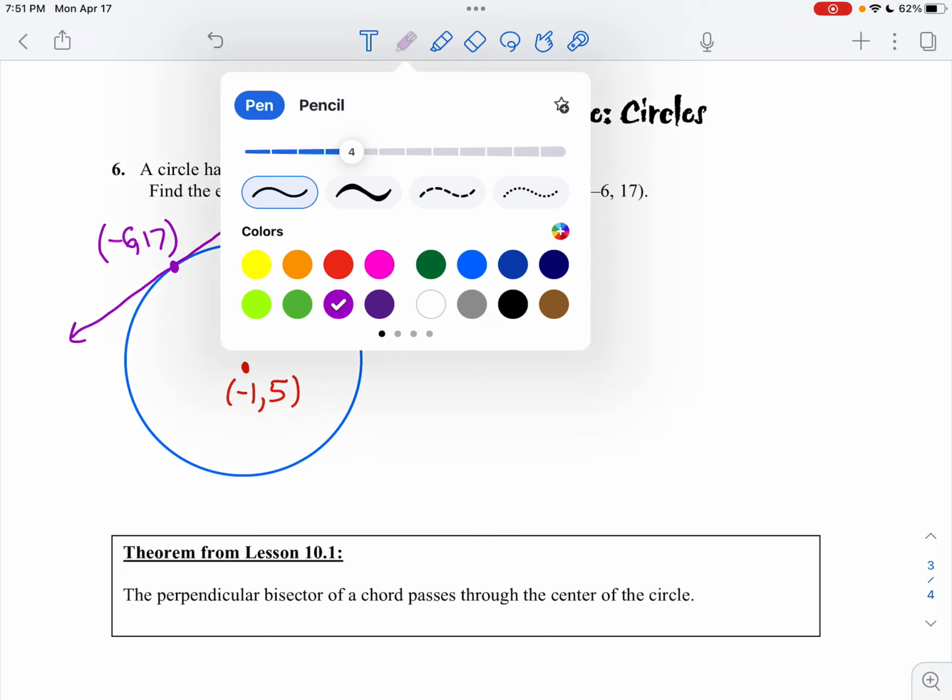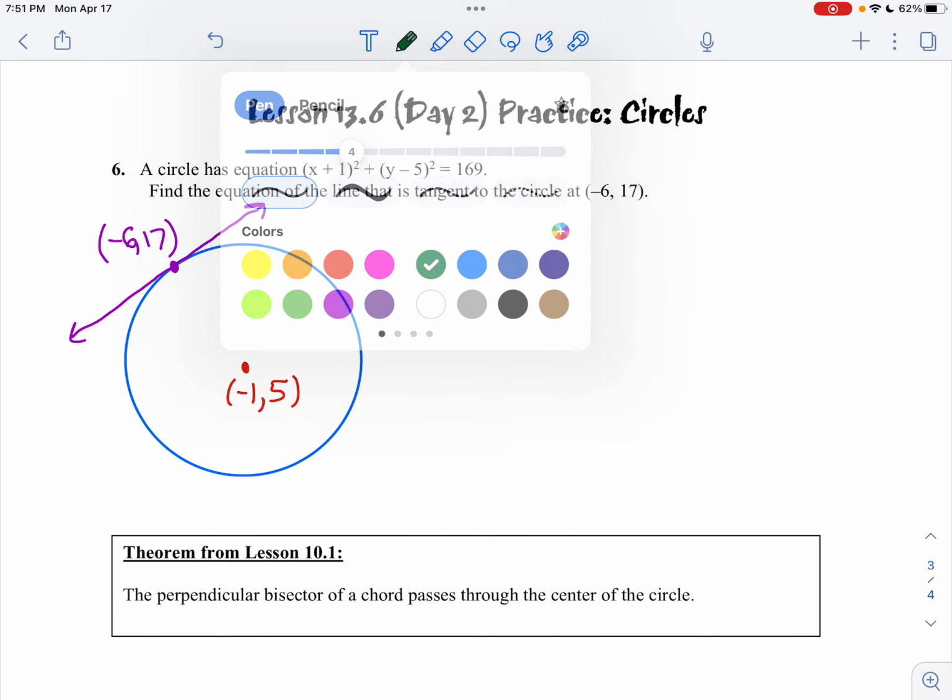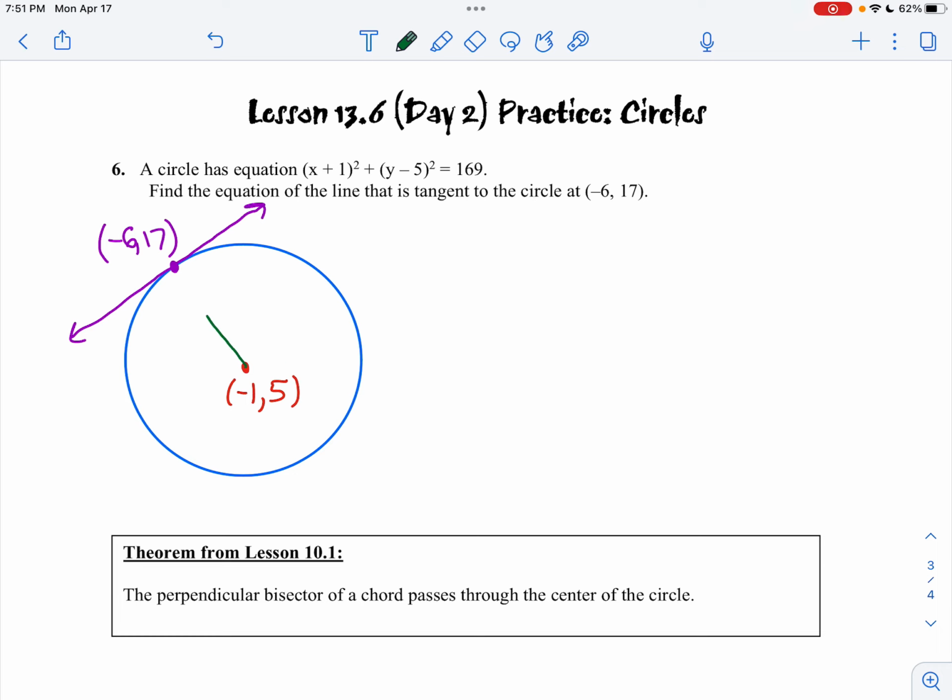All right, a couple things. We do know from chapter 10, radius is perpendicular to the tangent at the point of tangency. One quick review that we don't need for this problem, you do know from yesterday, the radius of the circle is 13, but that's not going to be used here, but just wanted to review that really quick.